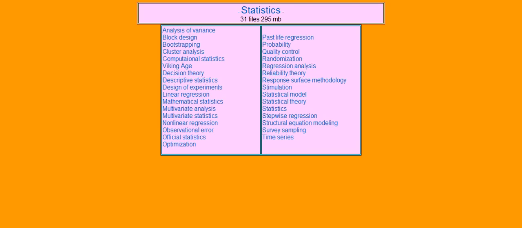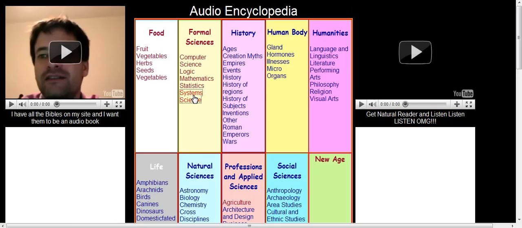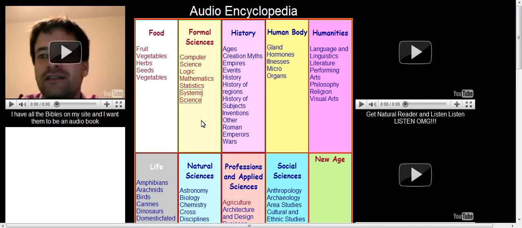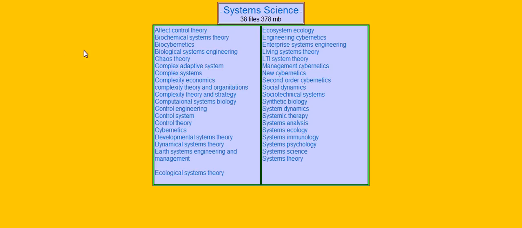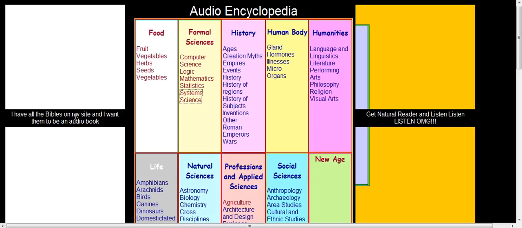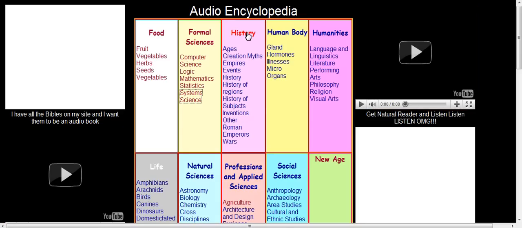Statistics, those are all different kinds of statistics. Statistic theory, statistics, stepwise regression, and then system science. Okay, systems therapy, system analytics, systems immunology, system psychology.